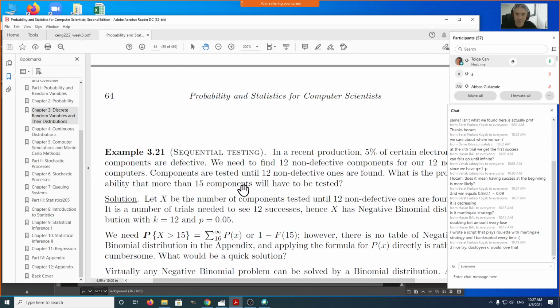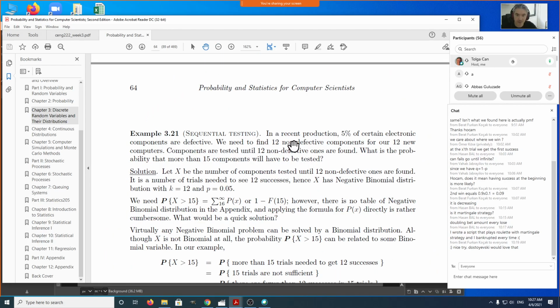Example 3.21, sequential testing. Let's read this. In a recent production, 5% of certain electronic components are defective. You're going to need to get used to these kinds of examples in the book. It's always electronic component failures, something about computers. This is statistics and probability for computer scientists, right? So all the examples are about electronics and computing. Just making the example story about computers doesn't make it statistics or probability for computer science, but some of the stories may still be interesting.